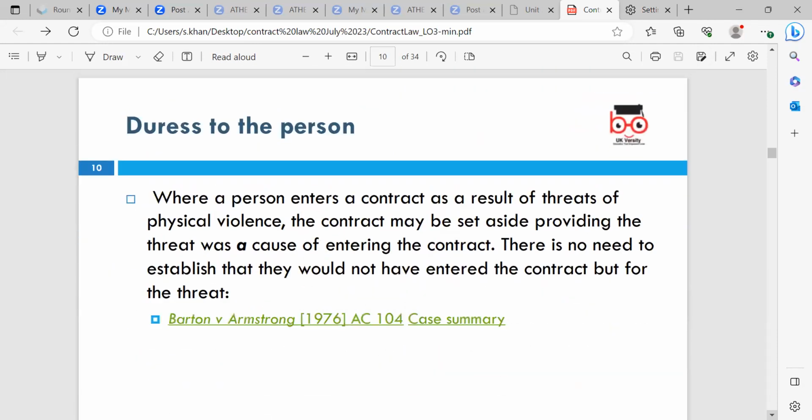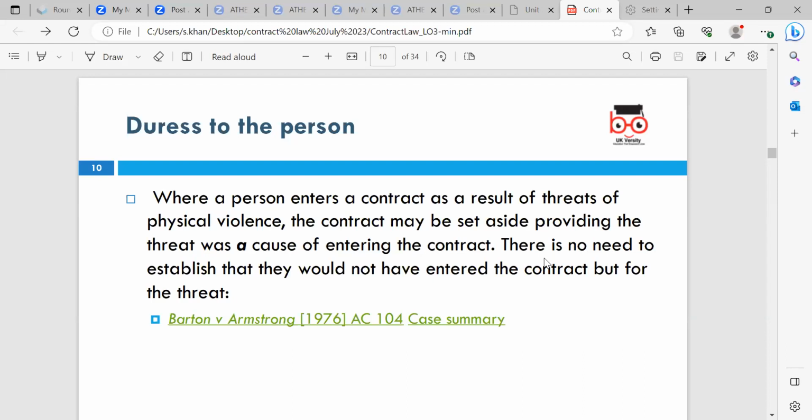Duress to the person. Where a person enters a contract as a result of threats or physical violence, the contract may be set aside, providing there was a cause of entering the contract. There is no need to establish that they would not have entered the contract but for the threat. And this is a case that identified this, the case of Barton against Armstrong 1976. And I'll give you a little bit about the facts of the case.